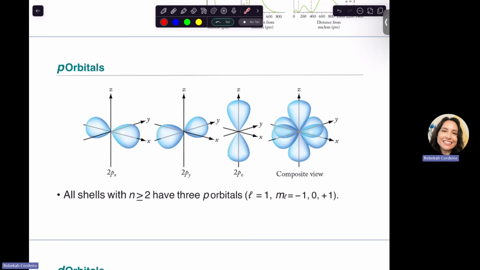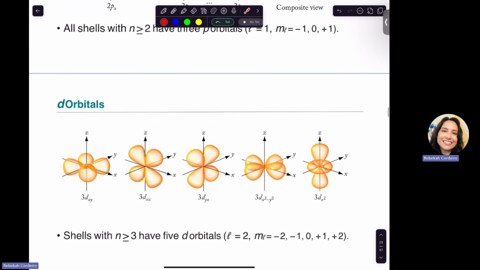Now, energy level 1 has just s, energy level 2 has s and p, energy level 3 has s, p, and d. And as you can imagine, we get even more complicated. We take 2 p orbitals and put them together in all kinds of directions. And then we have this one that looks like it's got a hula hoop on. Again, don't worry about these numbers. These are probability maps of where we think electrons might be.